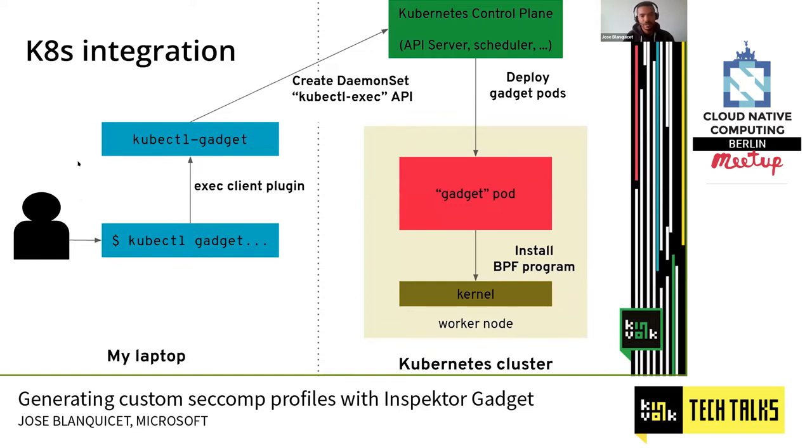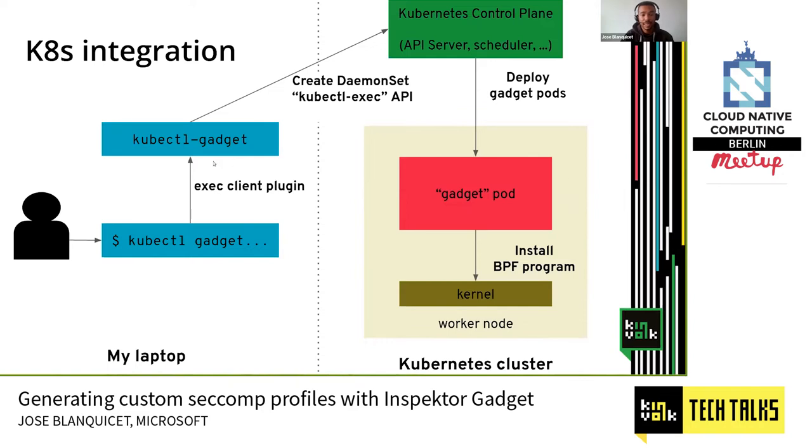We have with Inspektor Gadget two pieces. The kubectl plugin that runs in the local machine, and then we have a pod that we deploy on each node. This pod we call Gadget. When you want to install Inspektor Gadget in your cluster, you will use kubectl gadget to ask the Kubernetes control plane to deploy that gadget pod inside all your worker nodes. We use a daemon set to do that, and we will have a gadget pod running on every worker node of the cluster.